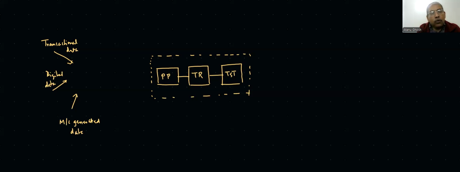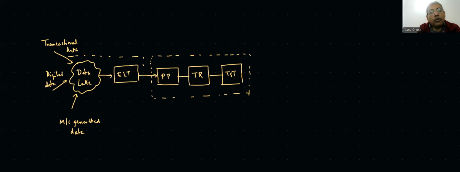The schema is unknown. So first, you have to dump the data in a place which we call a data lake. But the data from the data lake cannot be pushed to the pipeline for pre-processing. We have to perform an operation called ELT, extract, load, and transform, before the data can be put for pre-processing. This entire part is the data engineering part, which constitutes a substantial part of the effort involved in a data science project.